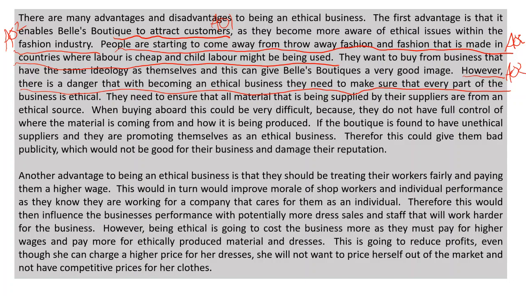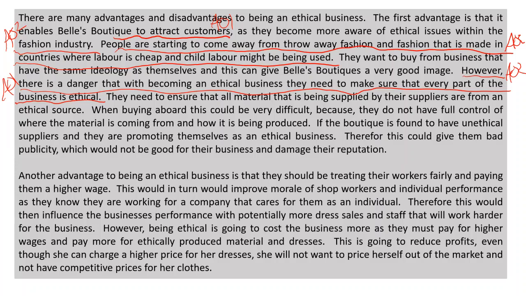I've given a point. I've then, however, discussed that there is a flip side to that. So there's something else, you know, there's always generally another opinion to it. However, there is a danger that with becoming an ethical business, they need to make sure that every part of the business is ethical. Okay, so that is a good sort of AO1 and AO3, because I've made a point. However, there is a disadvantage to it.